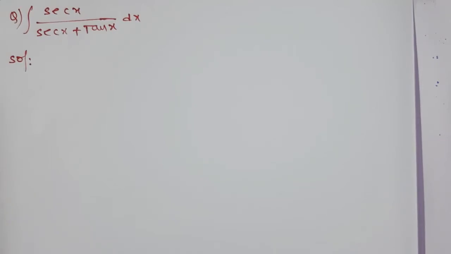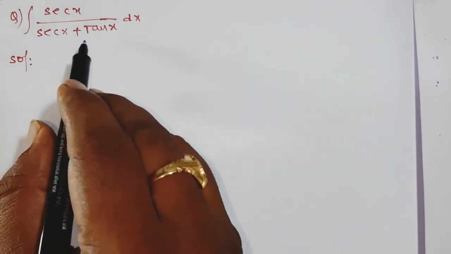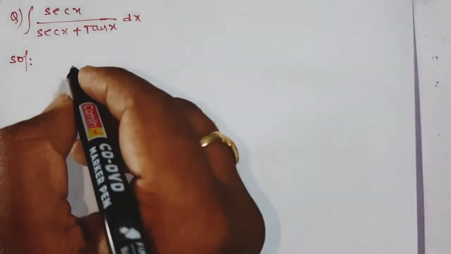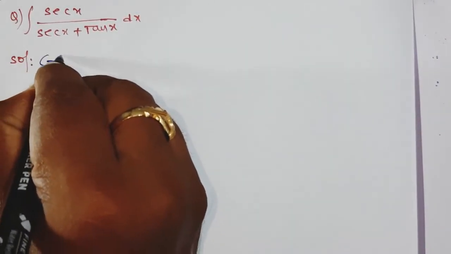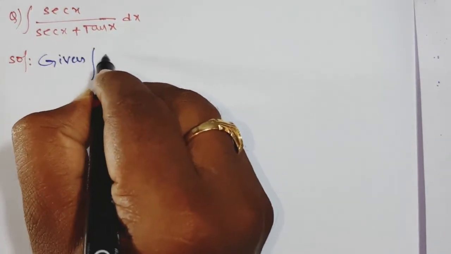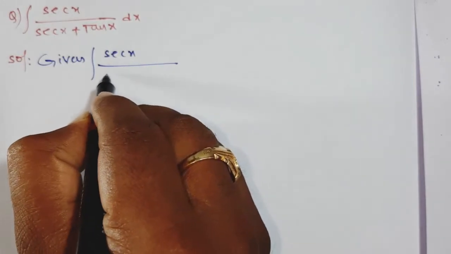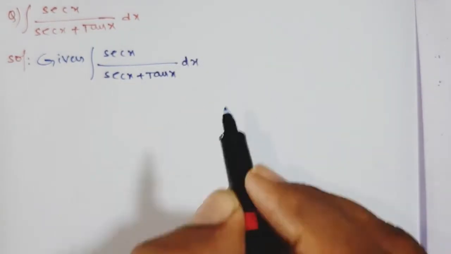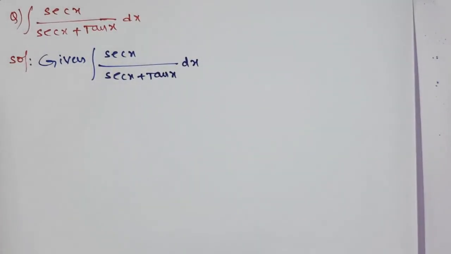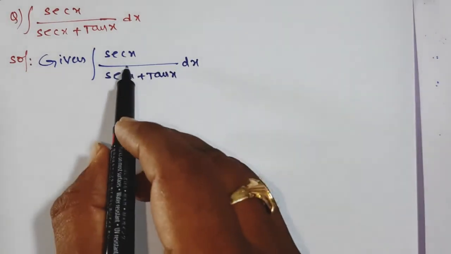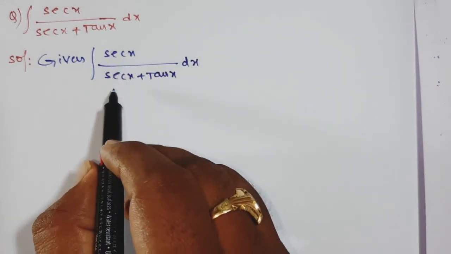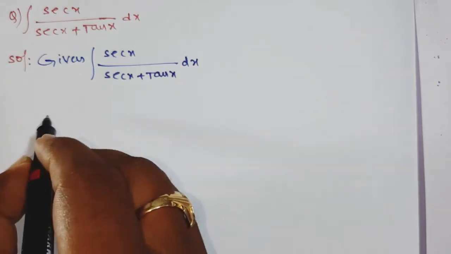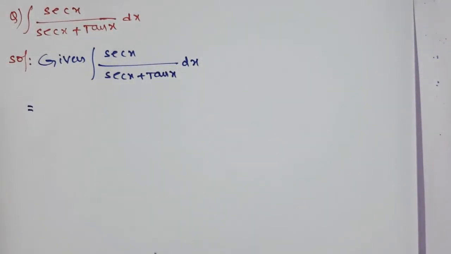Now we will take another problem in this concept: integration of secant x by secant x plus tan x dx. First we write the given problem: integral of secant x by secant x plus tan x dx. We don't have a direct integration for this type of problem, so it will convert to integration of a sum of functions. You observe the numerator has a single term and the denominator has two terms, so we can apply rationalizing the denominator.